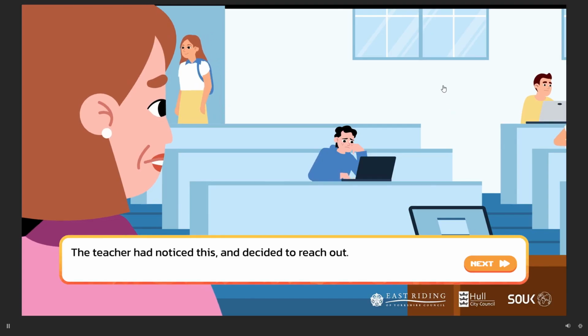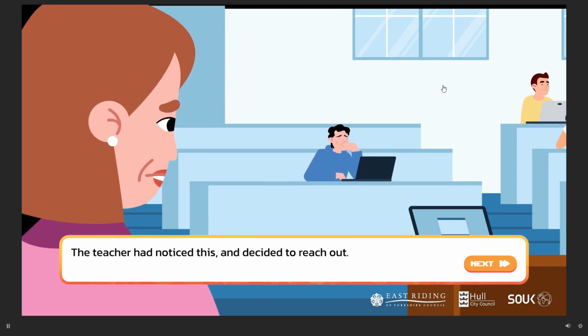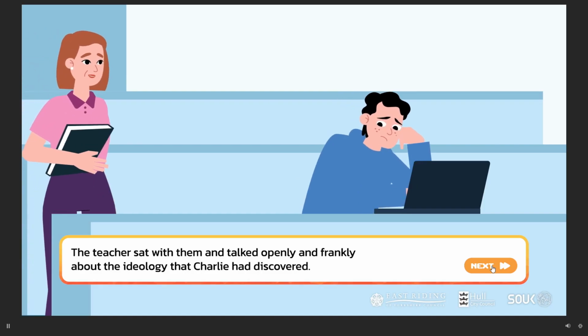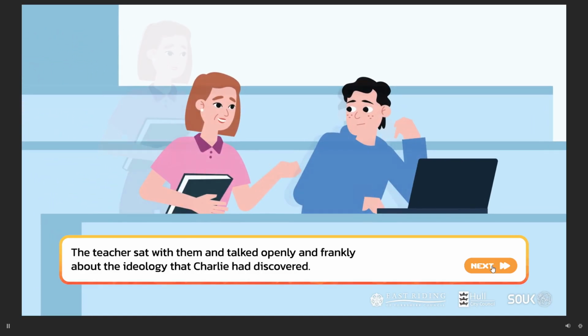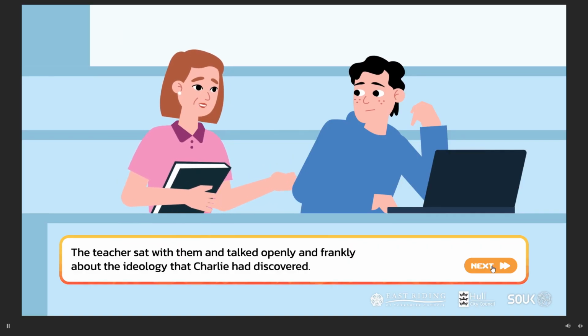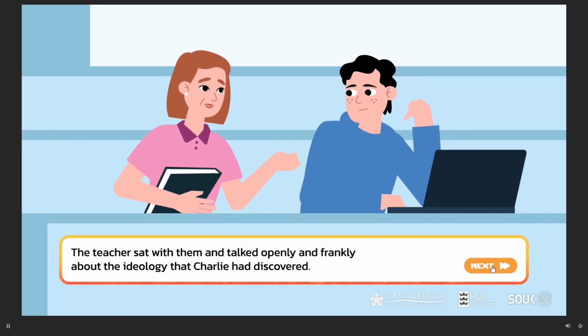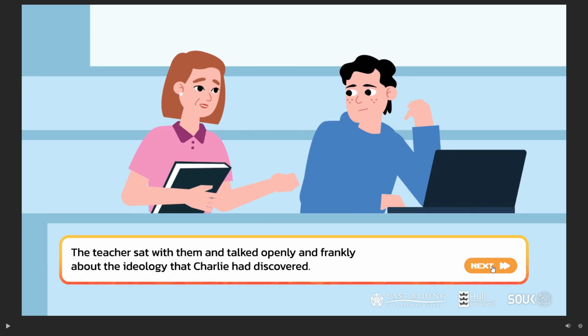The teacher had noticed Charlie sitting farther away now and decided to reach out. The teacher sat with them and talked openly about the ideology that Charlie had discovered. Yeah, it's ironic. Maybe she's really into social media posts, and she's like, I don't like it when you're racist, but what really gets me is when you don't like and share your friends' content. That's like a knife in the back. I mean, it was still a social media post, regardless of the content. How's she gonna get followers on the gram if you're not liking and sharing for the For You page algo?